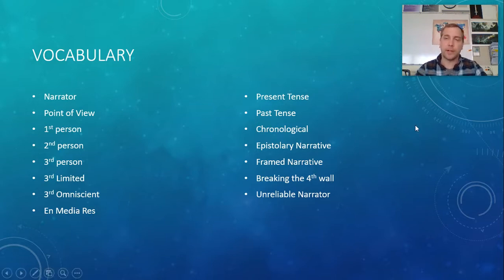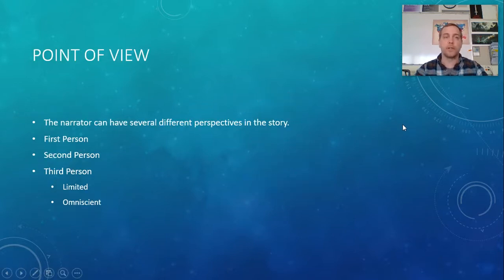And so moving on, let's look at some of these things that I'm mentioning here. One of the first things that you're going to have to decide when you're writing your narrative is what the point of view is going to be? And the narrator can have several different perspectives in the story. They can have what's called first person, second person, or third person. And third person can be limited or omniscient, which I'll explain in a minute.